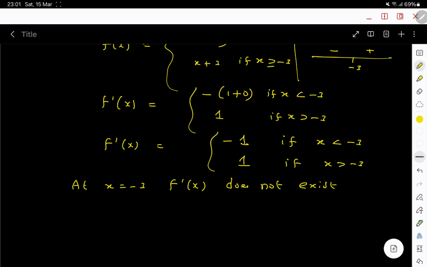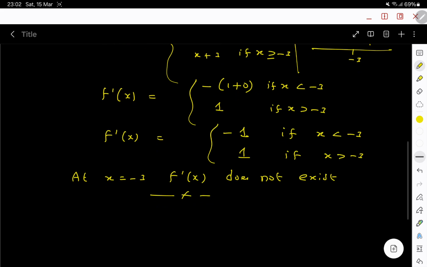Because left hand derivative is minus 1 at x equal to minus 3. Okay. Left hand derivative is minus 1, right hand derivative is plus 1. They are not same. So left hand derivative is not equal to right hand derivative. Therefore at x equal to minus 3, f dash of x does not exist. Okay. But less than minus 3, f dash of x is minus 1, and greater than minus 3, f dash of x is plus 1. Okay.